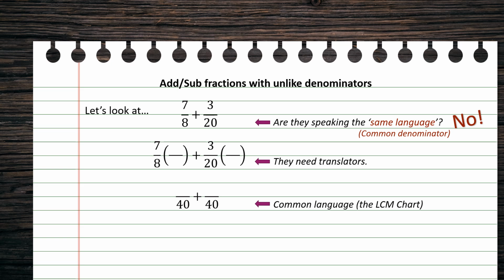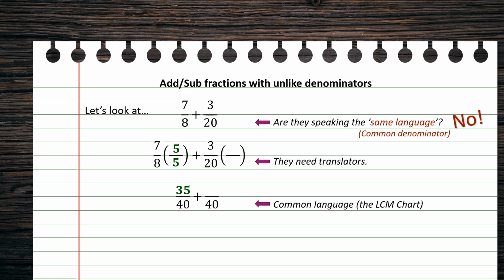The first fraction has a denominator of 8, but we need it to be a 40. So 8 times what gives us 40? 5. So if we multiply 5 in the denominator, we must also do it in the numerator. And so we see 7 times 5 is really 35. And we just created an equivalent fraction.